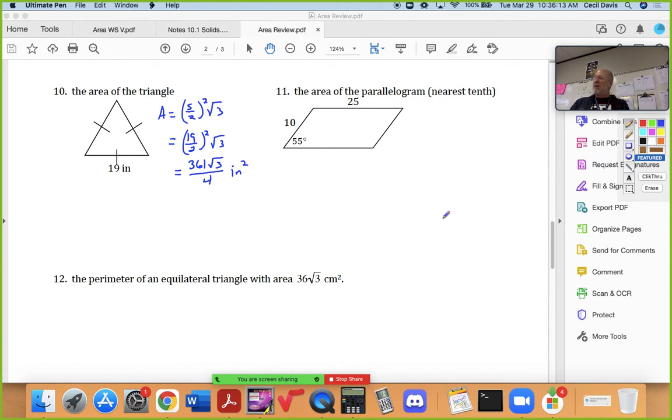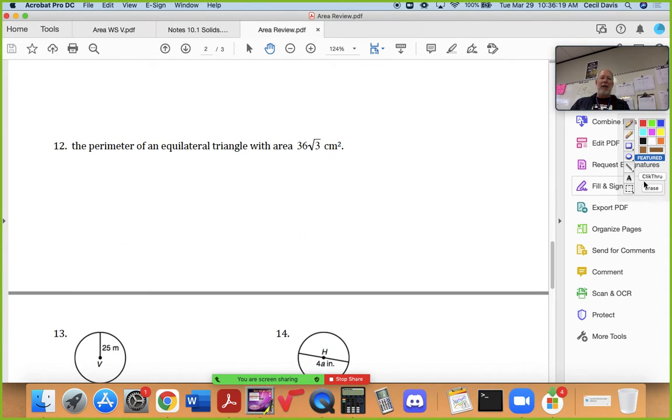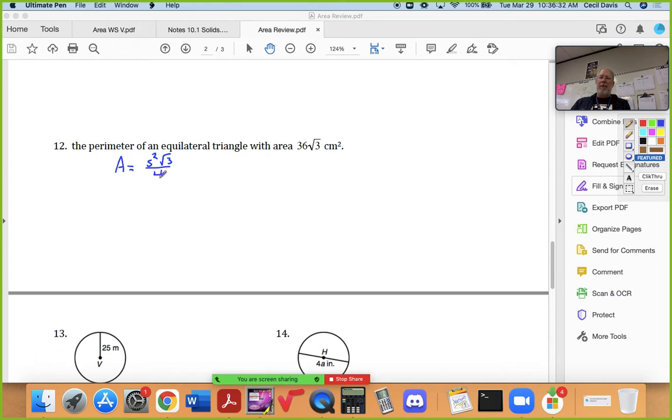Yes? Number 12. All right. So we want the perimeter of an equilateral triangle given its area. So what formula did you start with? A equals s squared times the square root of 3 all over 4. Okay. So I'm going to have 36 square roots of 3 is equal to s squared square roots of 3 over 4.